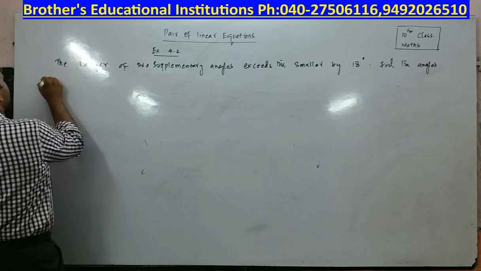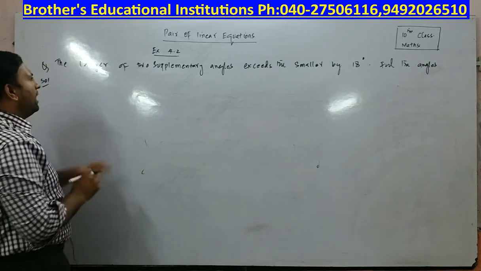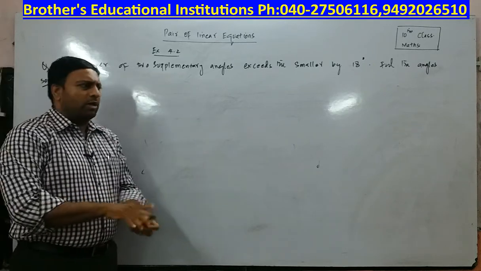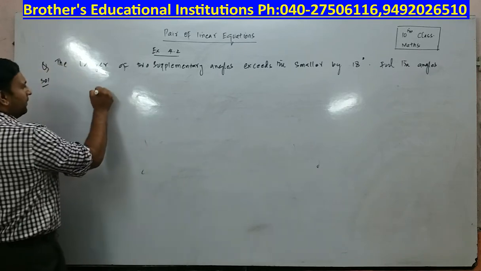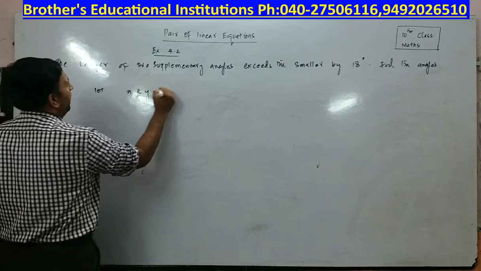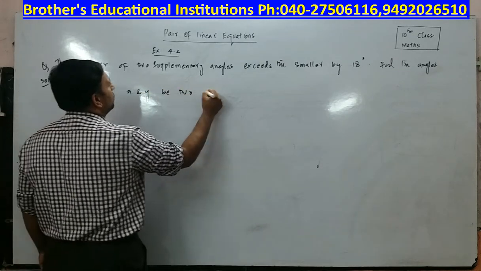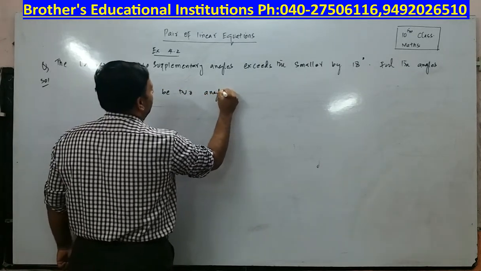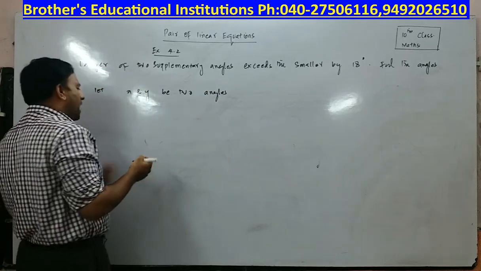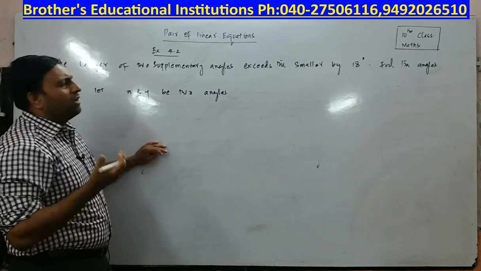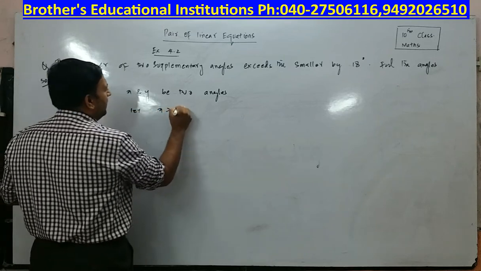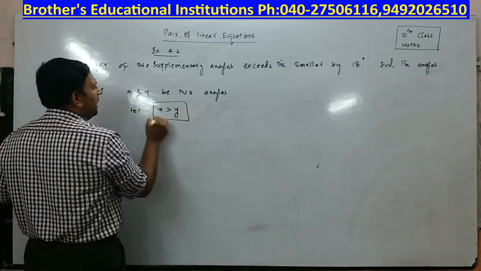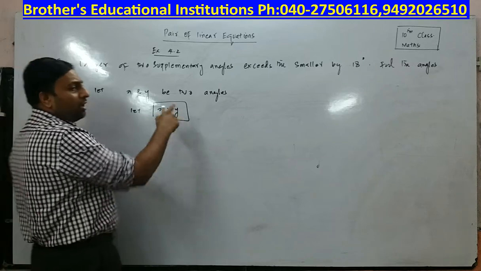Now from this particular question we understand there are two angles involved. So let us assume those two angles with some variables. Let x and y be two angles. Now there are two angles, one of them is a larger angle and one of them is a smaller angle. Let me say x is greater than y. So it means the larger angle is x and the smaller angle is y.